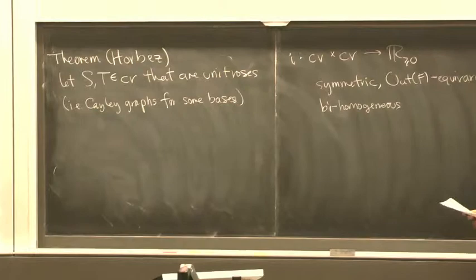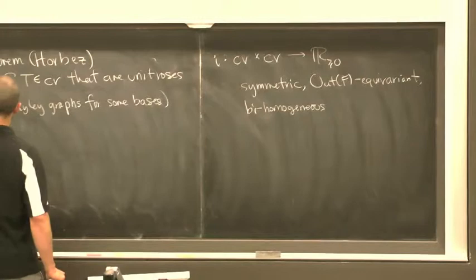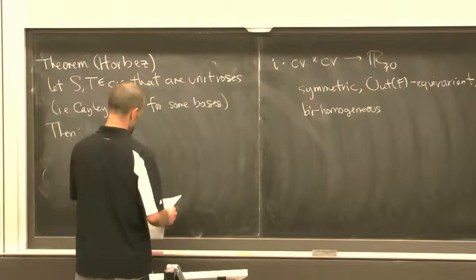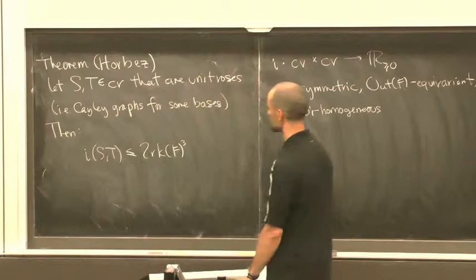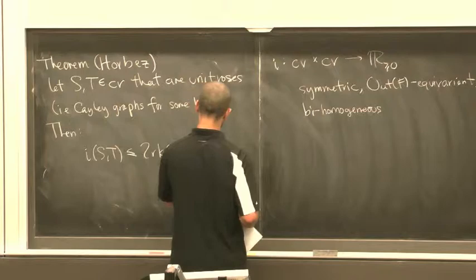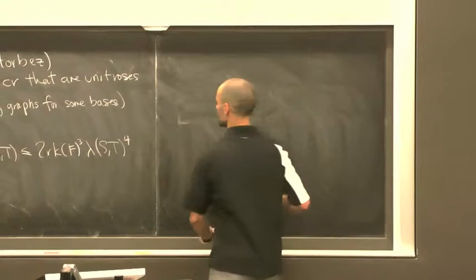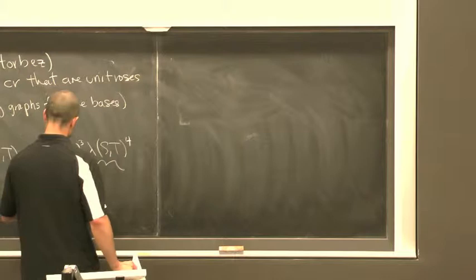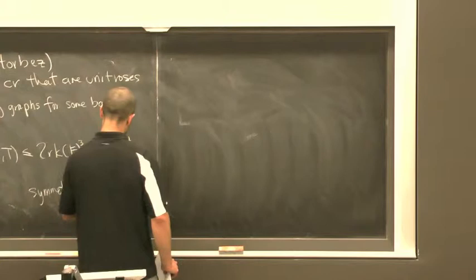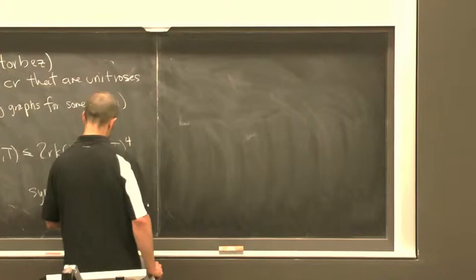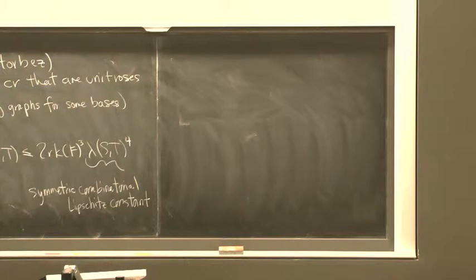Then you can bound the intersection number between S and T as follows. The intersection number between S and T is bounded above by some constant, which depends on the rank, times this number lambda, which is something like a combinatorial Lipschitz constant between S and T. Let me tell you what lambda is. I won't give a complete definition of it, but it's the symmetrized combinatorial Lipschitz constant.